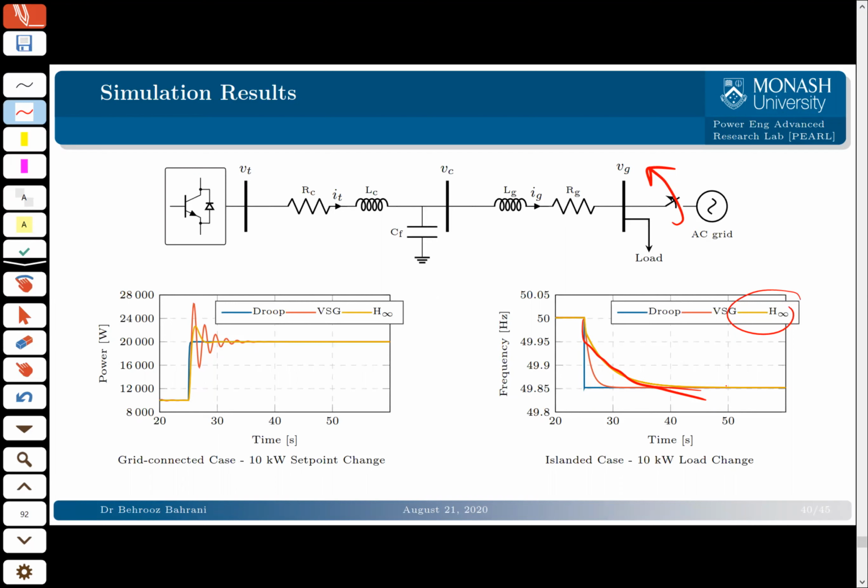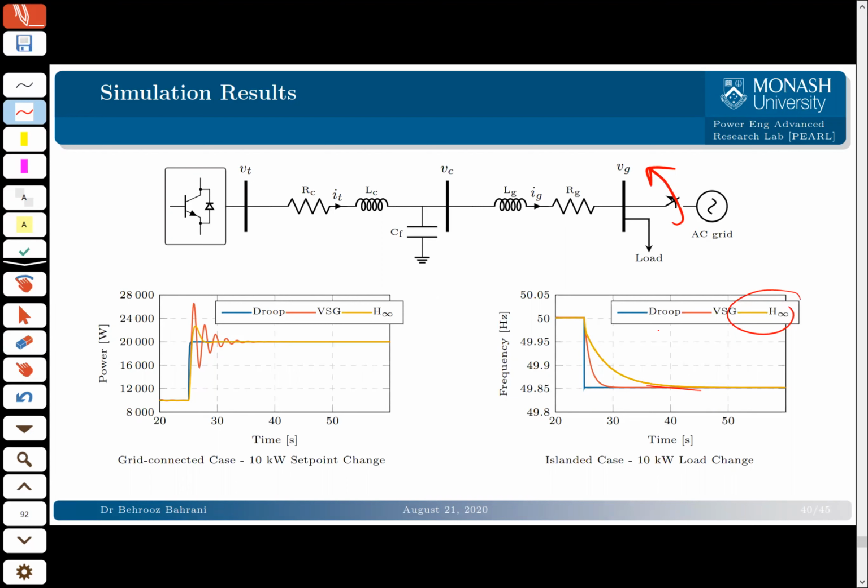So if you look at these two cases of grid connected mode and islanded mode collectively, you can see that the H infinity design method is giving you a better performance, and actually it is a better controller collectively for both of these cases.